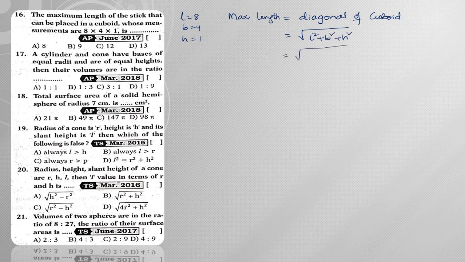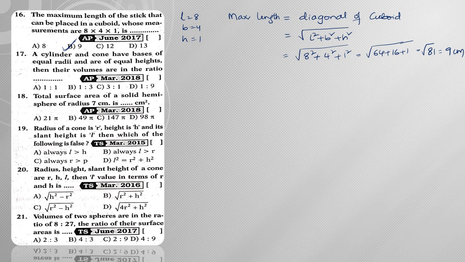Now directly substituting the values, it is given by 8 square plus 4 square plus 1 square under square root. So 8 square is 64, 4 square is 16, plus 1. How much is it? 64, 80, 81. So the square root of 81 is equal to 9 centimeters. Hence the maximum length of stick that can be kept inside the box is 9 centimeters.